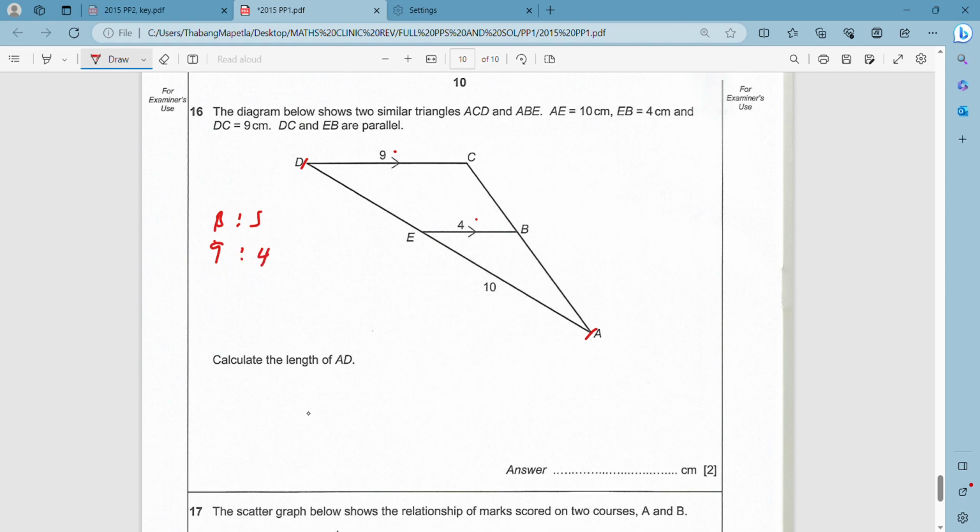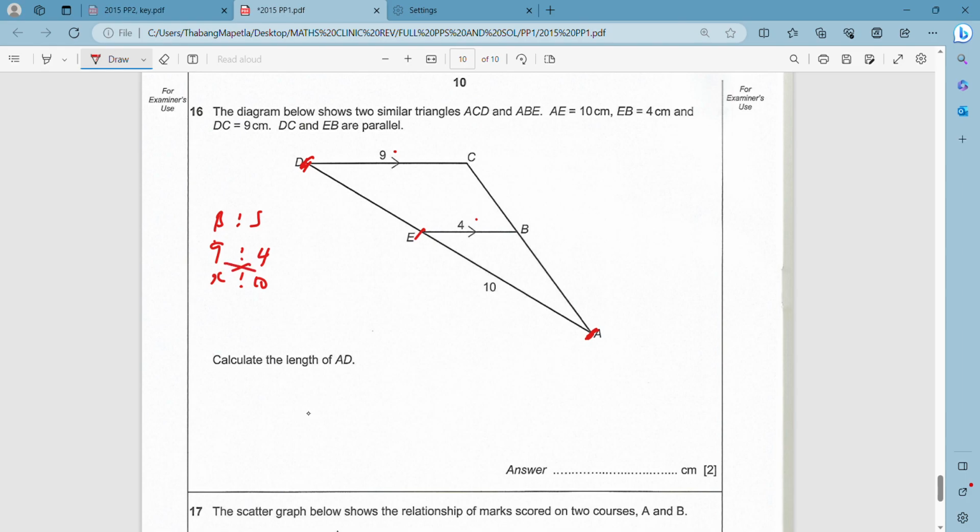Then we are looking for big. Small one, or the one we are looking for, this one, we are looking for AD. Remember that we're looking from here to right there. So therefore, we're simply going to see the small one, which is a 10, which is AE, a 10 is to unknown x, then you cross multiply because it's a direct proportion.